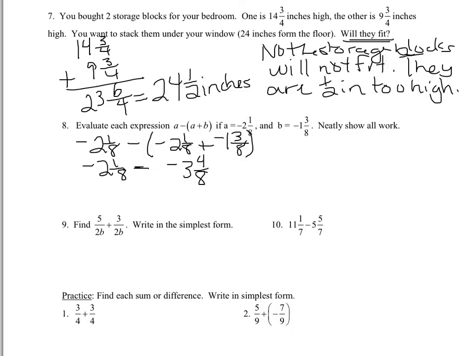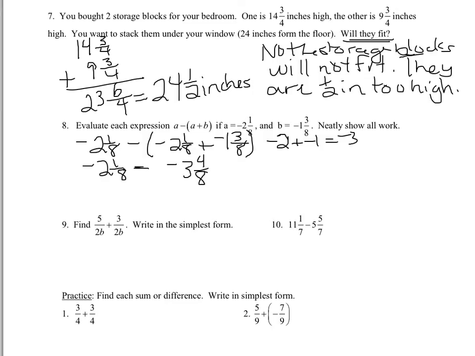Okay, so now, and again, if you want to check yourself on how you did inside the parentheses, you could do a little estimate. It would be like -2 plus a -1 if you just looked at the whole number part, which would be a -3. So that makes sense, that -3 4/8.